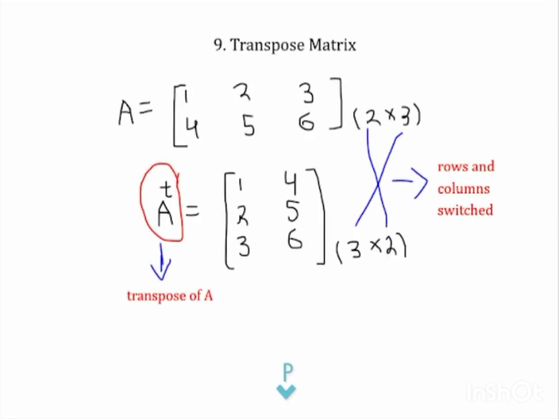Then another type is the transpose matrix. The transpose of a matrix is simply a flipped version of the original matrix. We can transpose a matrix by switching its rows with its columns.